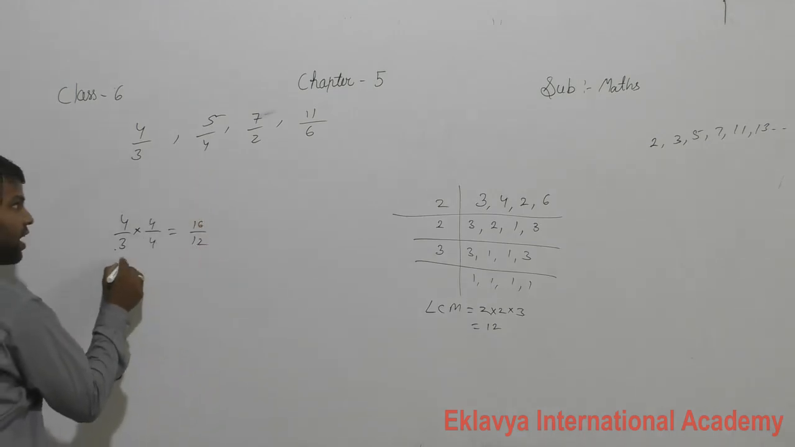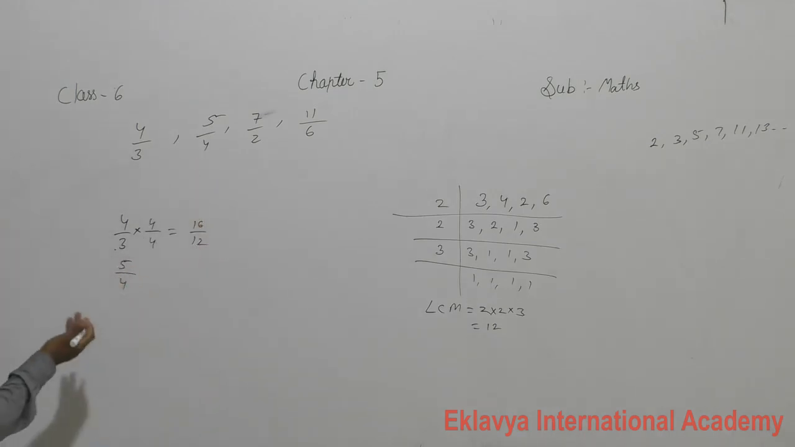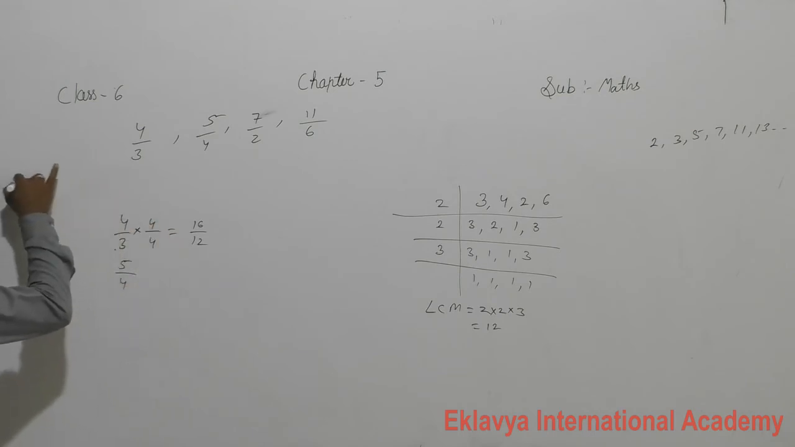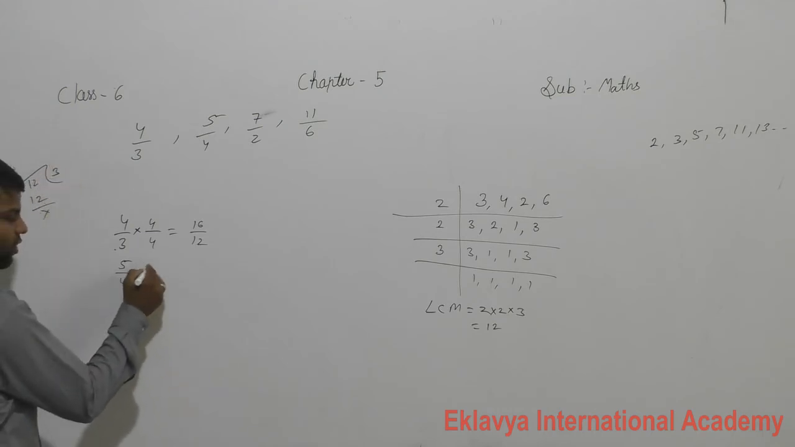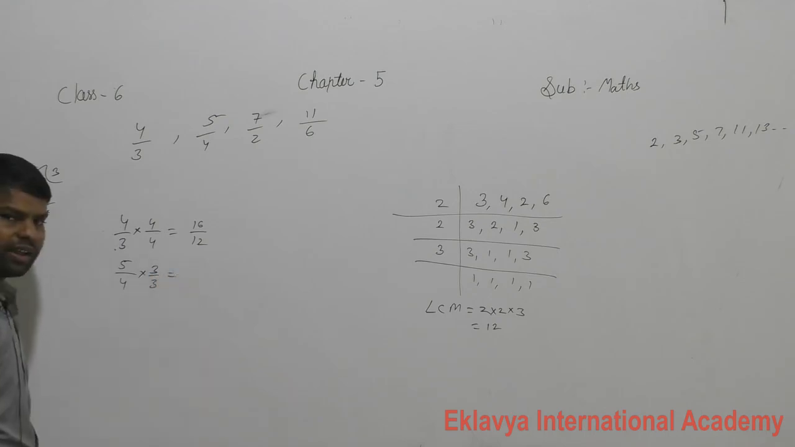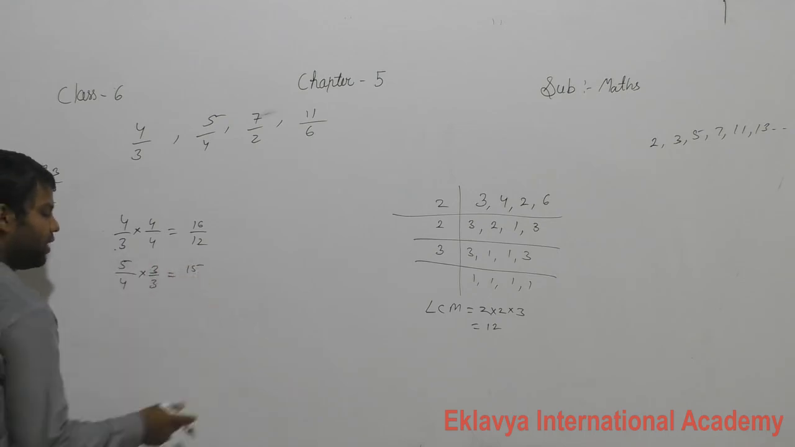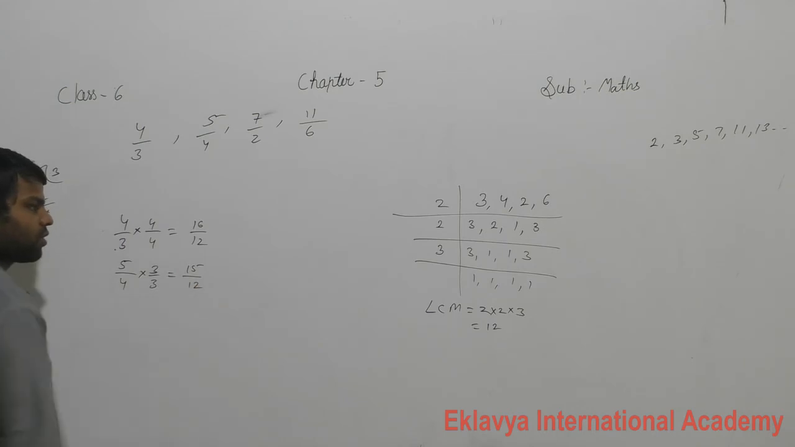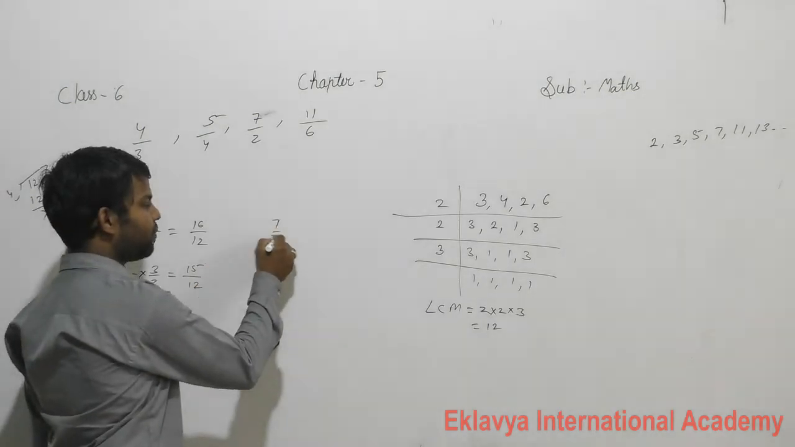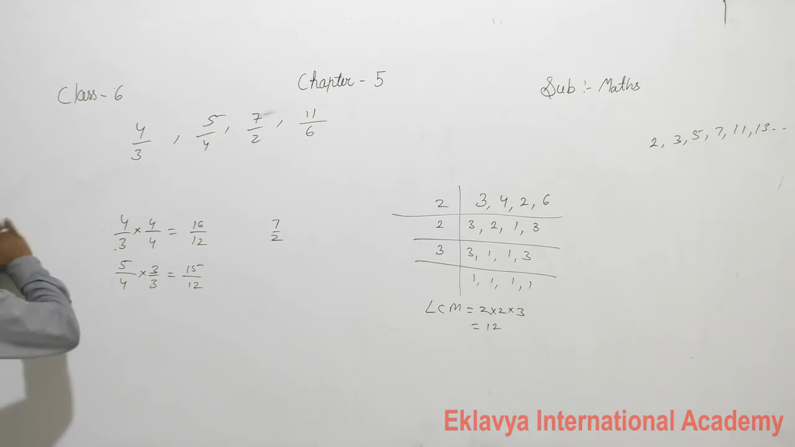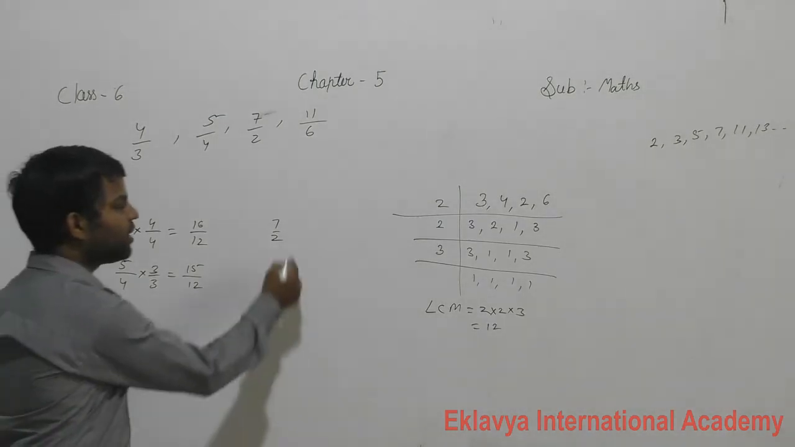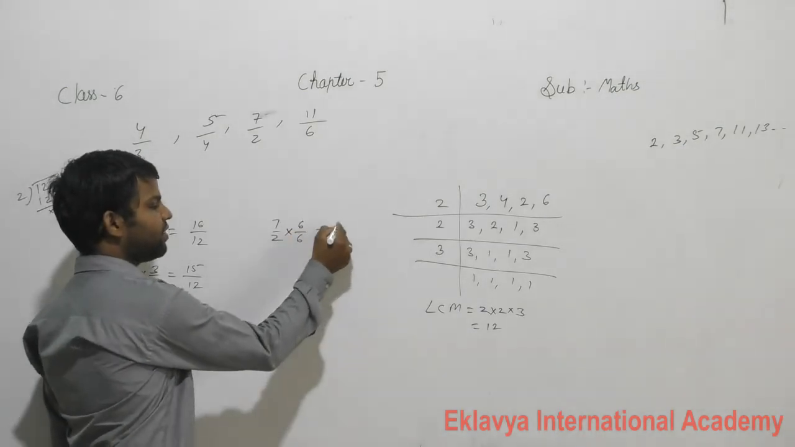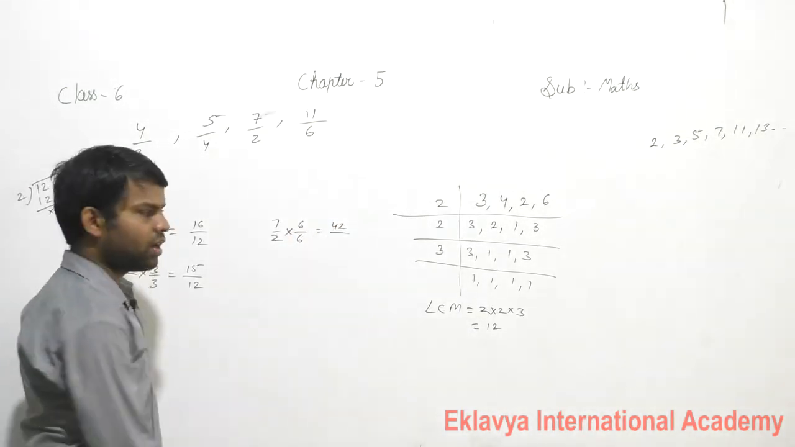Again, the second fraction is 5 upon 4. If we convert it into like fractions, then 12 divided by the denominator 4 is 3. So we multiply the numerator and denominator by 3. Then 5 threes are 15 and 4 threes are 12. The third fraction is 7 upon 2. If we divide 12 by 2, then 2 sixes are 12. Then we multiply numerator and denominator by 6. So 6 sevens are 42 and 6 twos are 12.